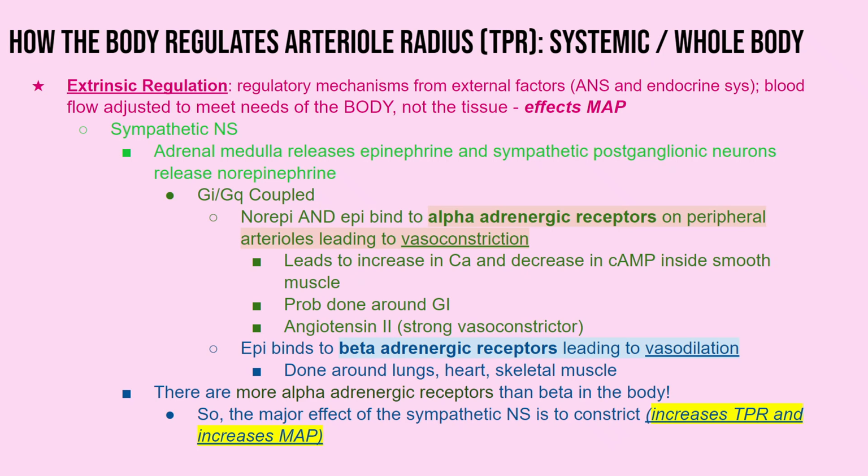Yeah, so that's just how the body can regulate blood pressure through the sympathetic nervous system overall. And at the bottom of the slide, there's a note that says there are more alpha adrenergic receptors than beta in the body, so it's easier to vasoconstrict rather than dilate, which means that it's easier to increase the total peripheral resistance in the arterioles in the body and increase blood pressure, which is also known as MAP, or mean arterial pressure.